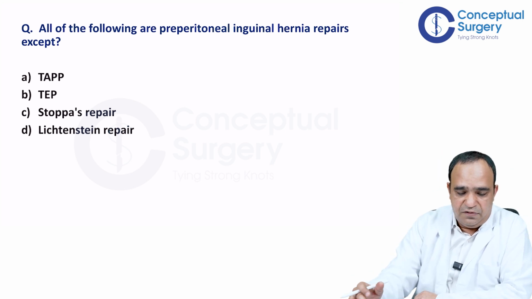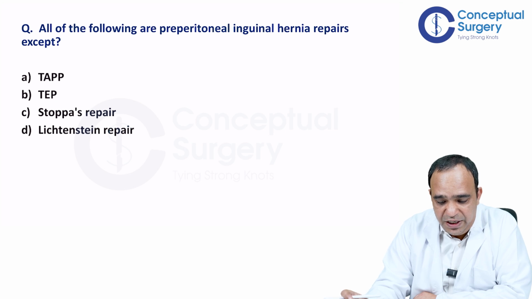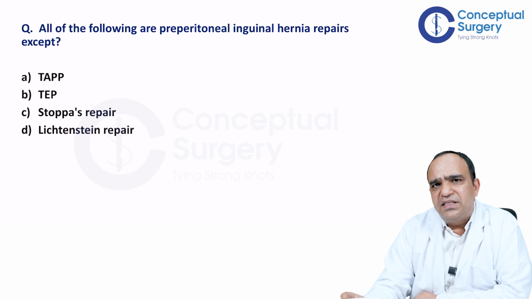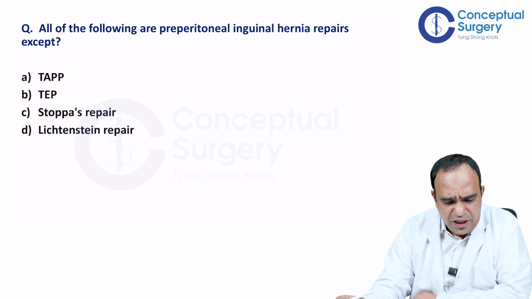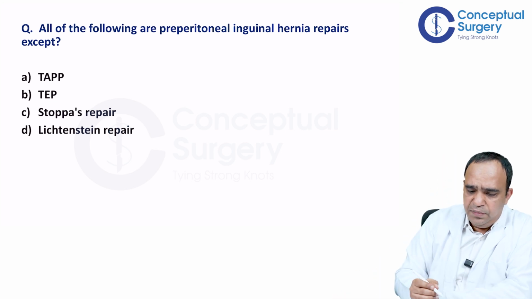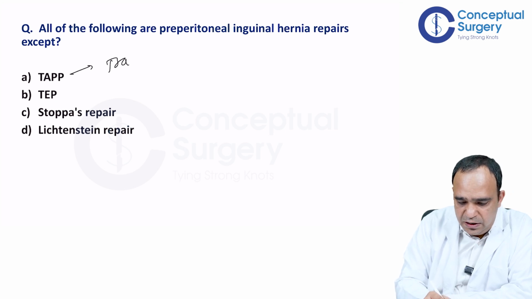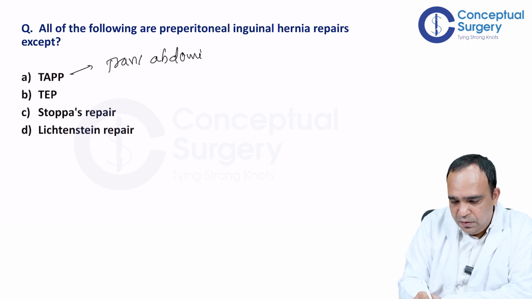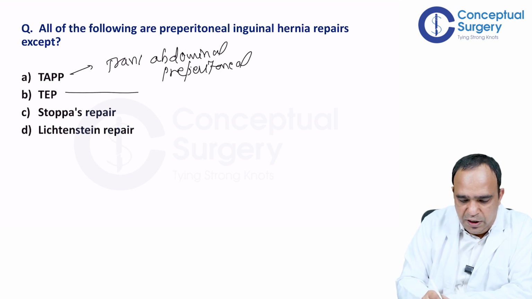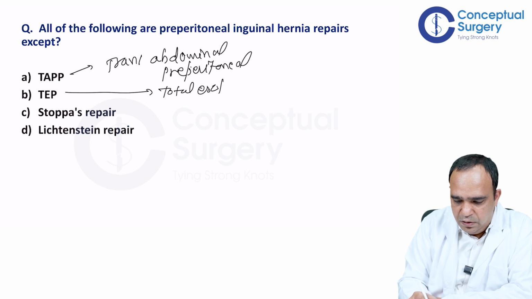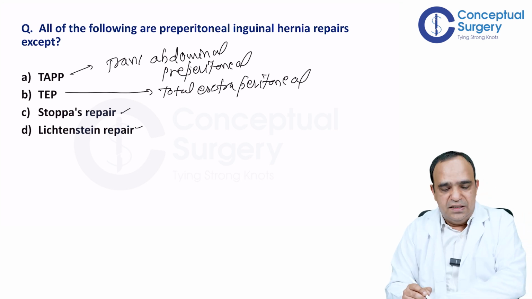So first is, all of the following are preperitoneal inguinal hernia repairs except. This question I have made myself; I haven't seen it being asked in exams before. There are four surgeries mentioned here: TAPP, that is transabdominal preperitoneal, TEP, that is total extraperitoneal, Stoppa's repair and Lichtenstein's repair.